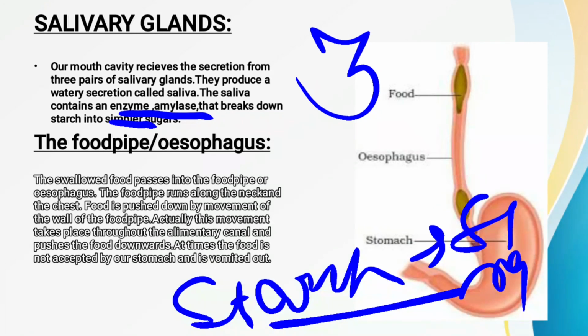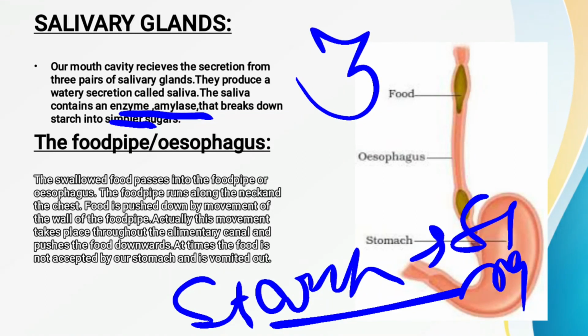Now the next topic that we have to study is called the food pipe, or the esophagus. You must be familiar with the food pipe. We have talked a lot about it: once the food is broken down into simpler pieces in our mouth, that food is swallowed with the help of this food pipe. This food pipe is called the esophagus, and whatever food is swallowed is passed into the stomach, fine. It runs along the neck and the chest.